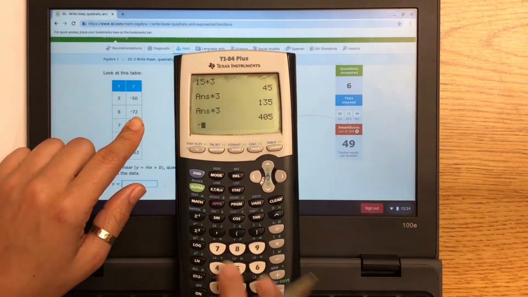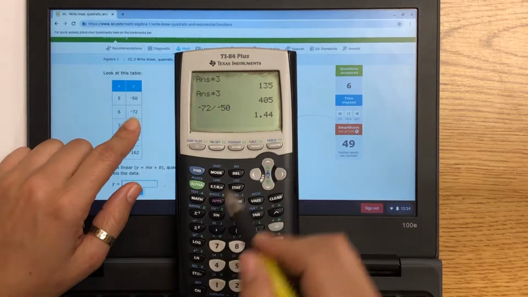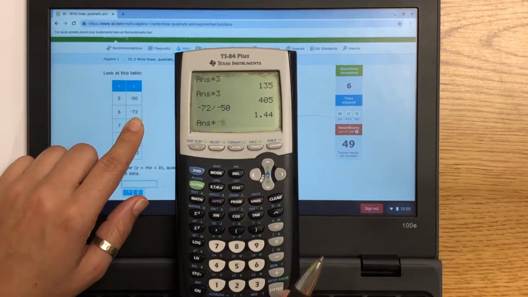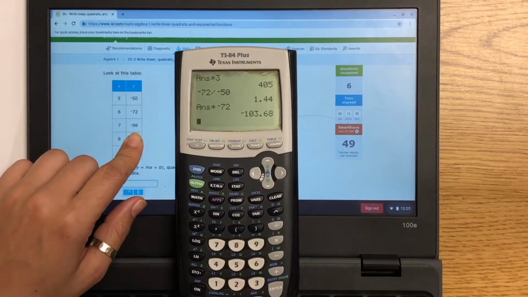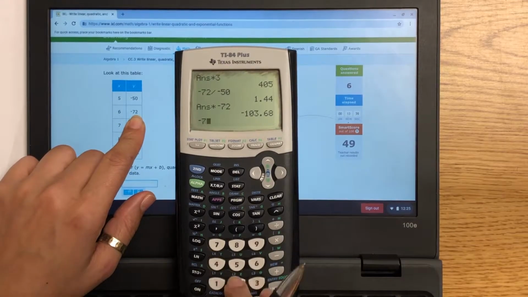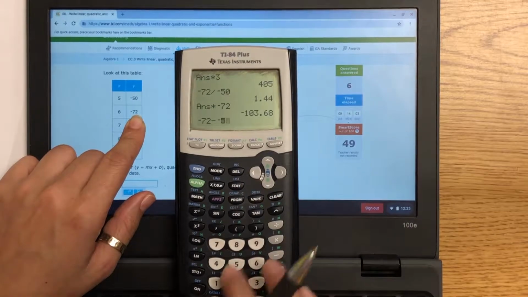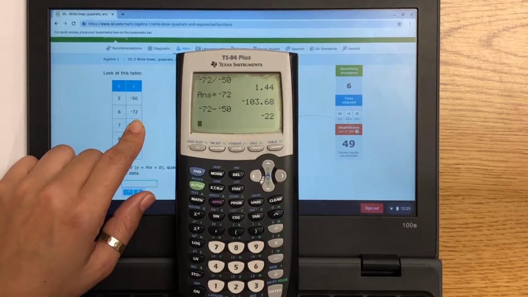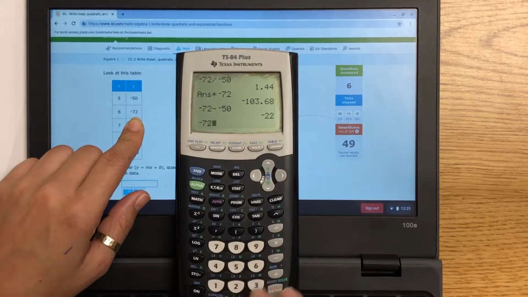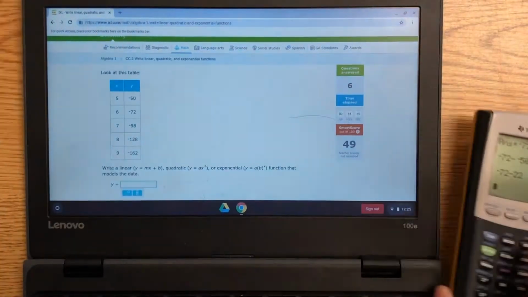All right, check if it's exponential. Negative 72 divided by negative 50. Then if I multiply everything by 1.44, do I get the next number? So that times negative 72, will that give me negative 98? No. So it's not exponential. I'm going to check if it's linear. So negative 72 minus negative 50. Ooh, minus negative 50. I'm tripping. Negative 22. So if I add negative 22, is it going to give me the next number? So negative 72 minus 22, is that going to give me the next one? Nope. So this is, again, quadratic.